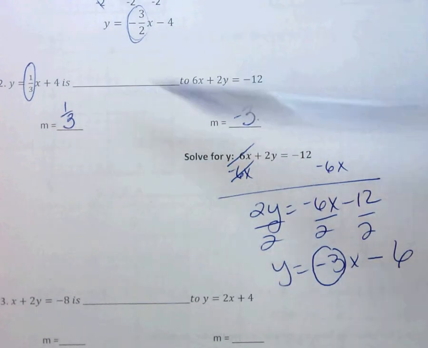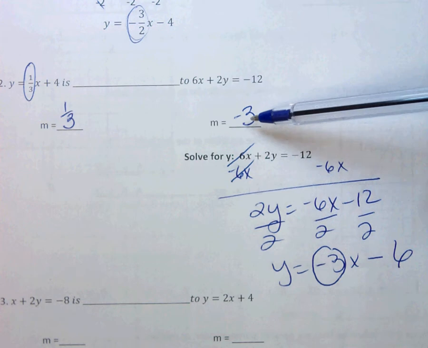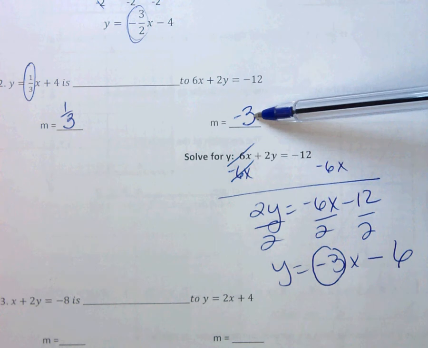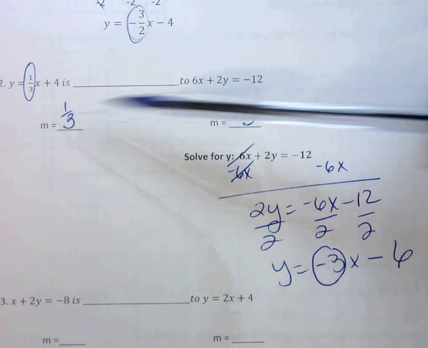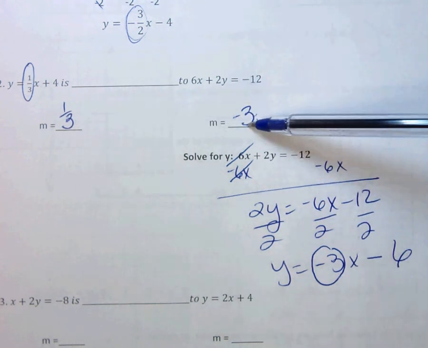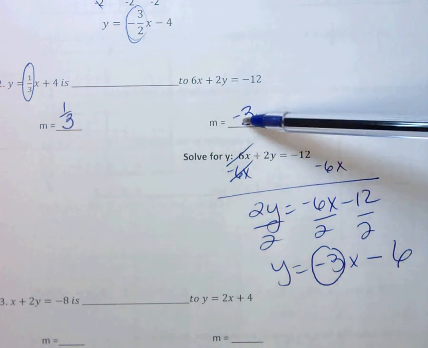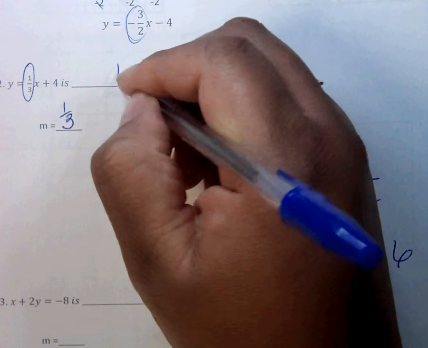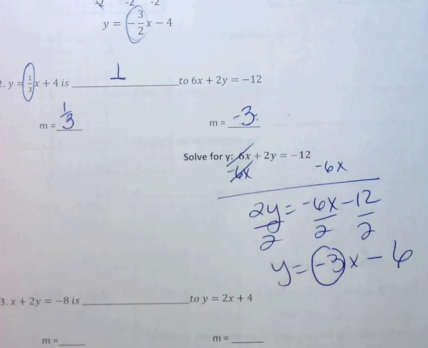Compare the two numbers. They are not the same, so they can't be parallel. They look like they could be perpendicular, but I'm not sure. So let's check. Did the signs change? Yes. Did it flip? Yes. Therefore, you have a negative reciprocal. That means they are perpendicular.